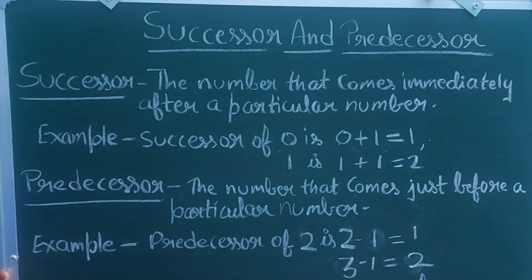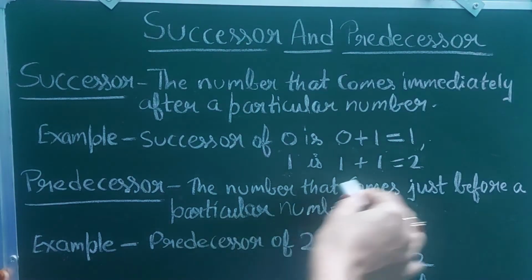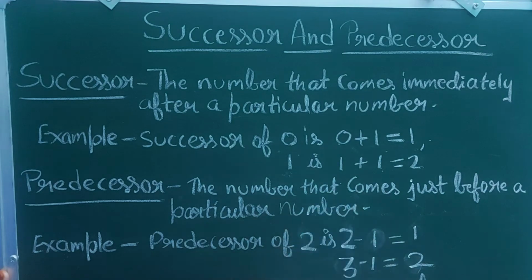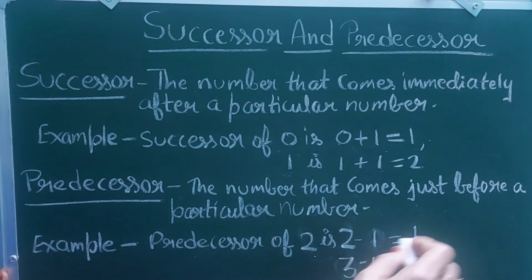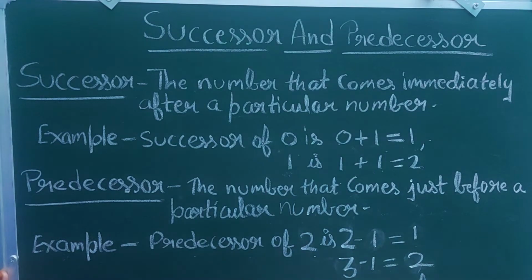Then comes predecessor. The number that comes just before a particular number is called the predecessor of that number. Like predecessor of 2. So before 2 what is coming? 1 is coming, so 2 minus 1 comes out 1. And what is the predecessor of 3? You simply have to subtract 1 from that particular number, so 3 minus 1 and we'll get 2, okay?